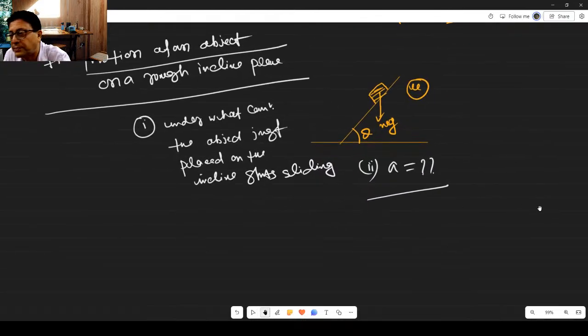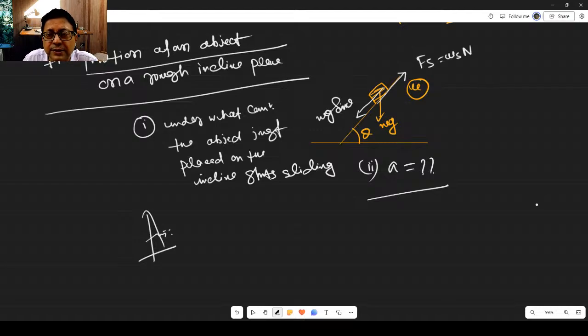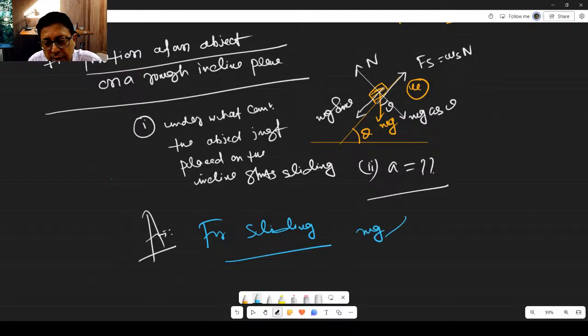Let us do it step by step. Under what condition will it slide? If this mg sin theta exceeds the force of static friction. Remember it? The component of weight perpendicular to the incline, you all know, is mg cos theta, and the normal reaction is this N. The condition for sliding is going to be mg sin theta should be greater than fs.